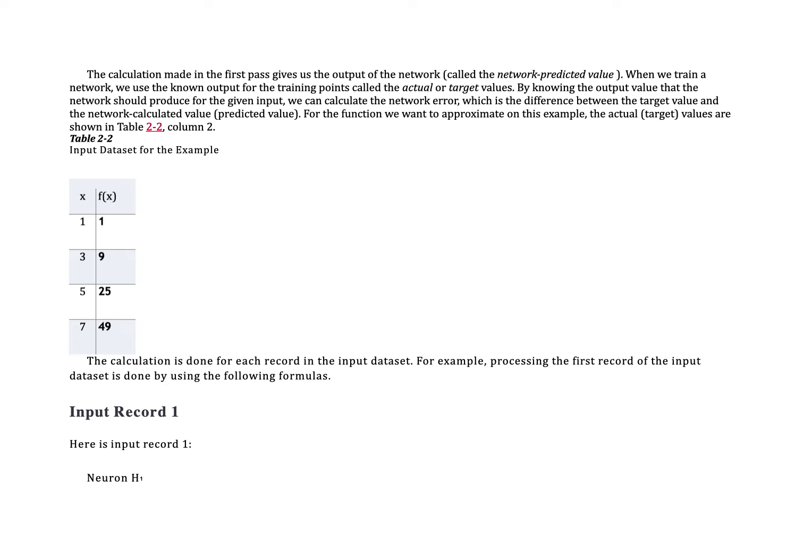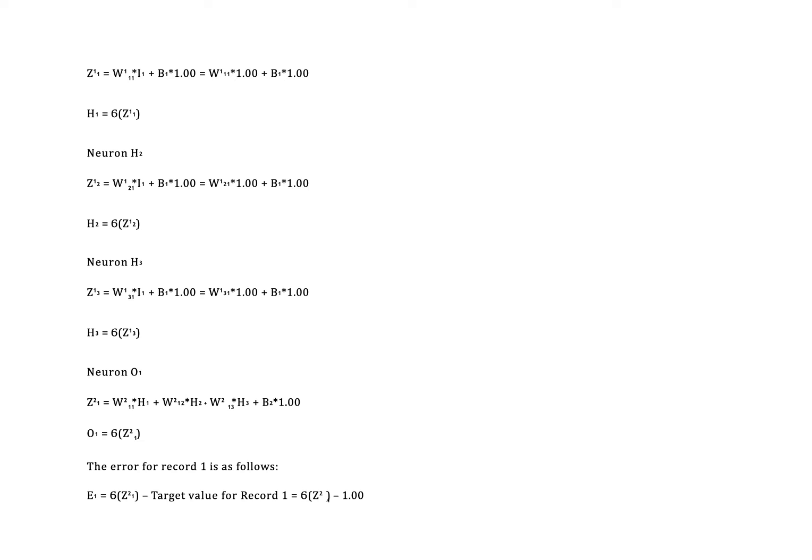The calculation is done for each record in the input dataset. For example, processing the first record of the input dataset is done by using the following formulas. Input record 1, neuron H1: Z11 equals W111 asterisk I1 plus B1 asterisk 1.00, equals W111 asterisk 1.00 plus B1 asterisk 1.00. H1 equals Z11.